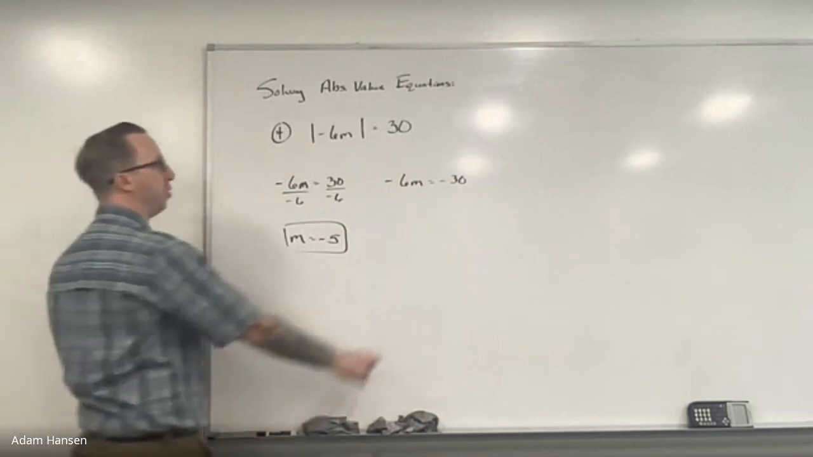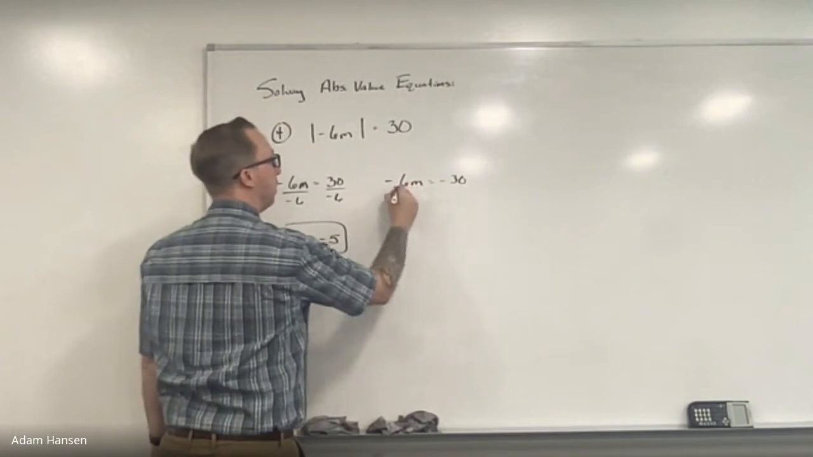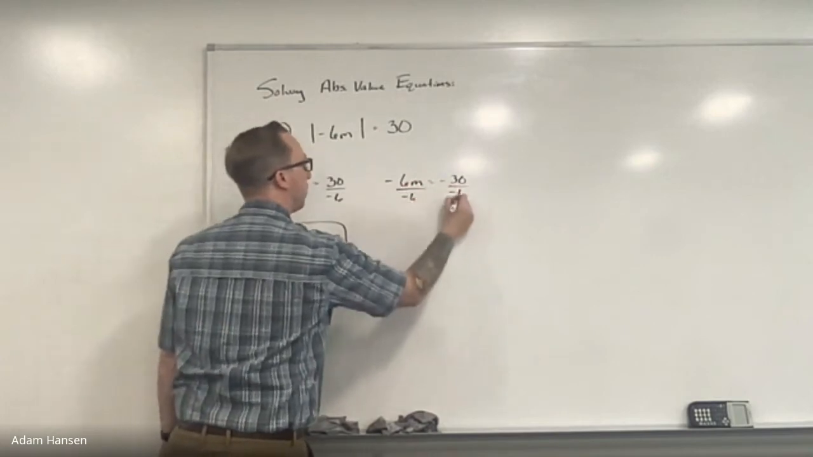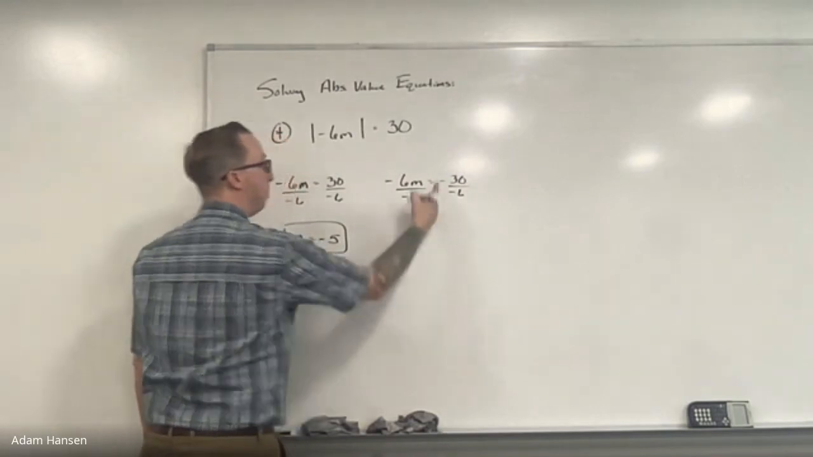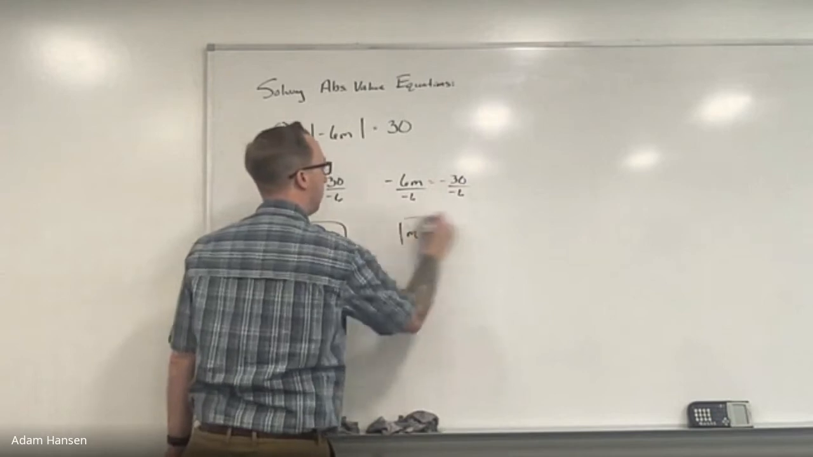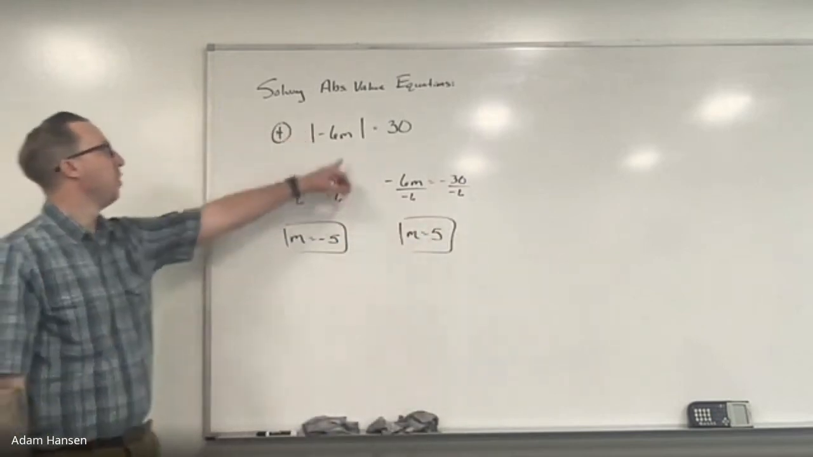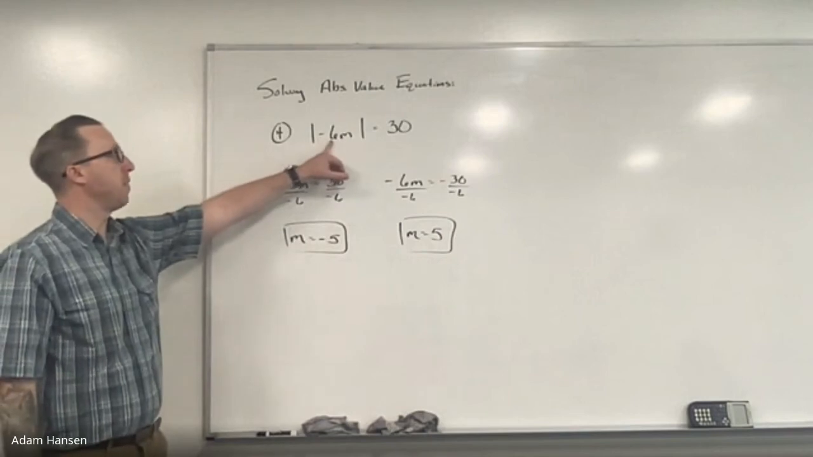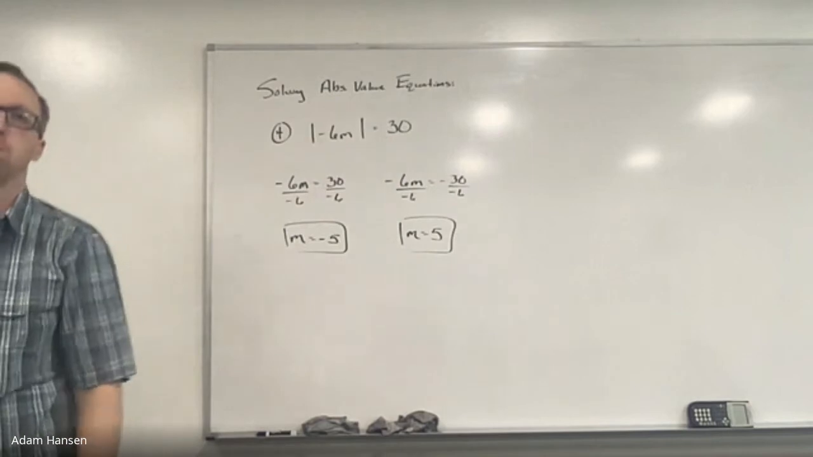Of course, there's another solution. Let's solve the second half here. Negative 6m equals negative 30. Divide by negative 6. Good. 5 or negative 5? 5. Double negative. It's a 5. Does 5 work as well? 5 times negative 6 is negative 30. Take the absolute value of that. Yeah, we get 30 like we're supposed to.